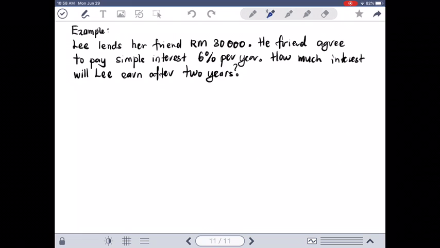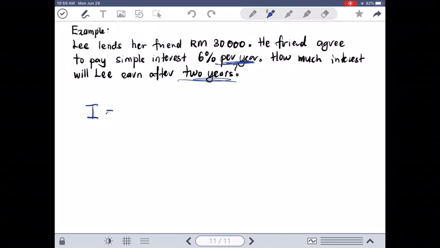Okay, let's have a look at one more example of simple interest. Lee lends her friend RM 30,000. Her friend agreed to pay simple interest 6% per year. So in this case, our interest is per year, so our time taken should be in terms of years as well. You cannot have month and year. The interest rate has to be in year, and the time taken has to be in year. If the interest rate is in month, the time taken should be in month. In this case, we have 6% per year and for 2 years.